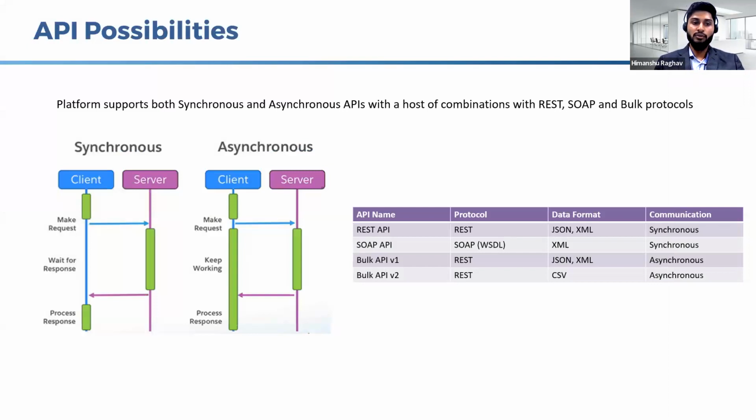Then comes API possibility. Depending on your needs, we have both kinds of APIs available, synchronous and asynchronous, with a combination of REST, SOAP, and bulk protocols.